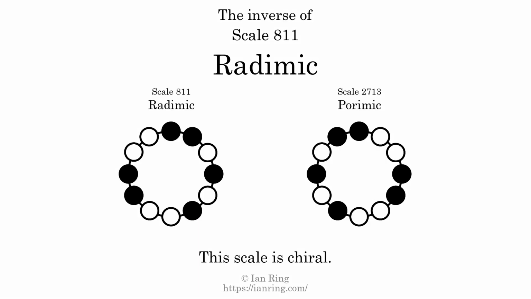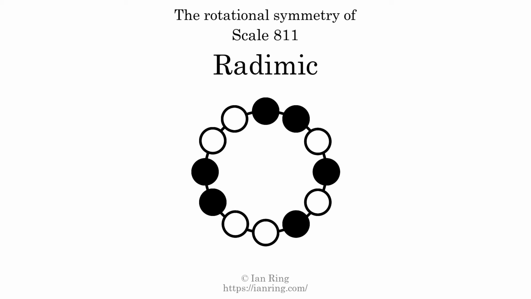The inverse of a scale is a mirror image. It is what you get when the sequence of intervals is reversed. The inverse of this scale is scale 2713, also known as parimic. This scale is chiral. It cannot transform into its inverse by rotational transformation. This scale has no rotational symmetry.